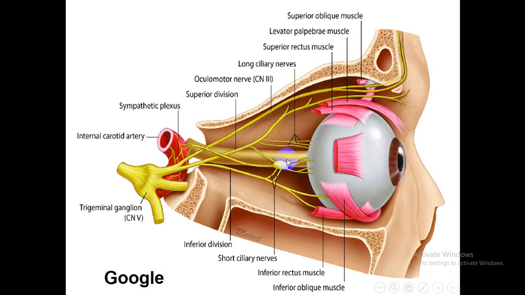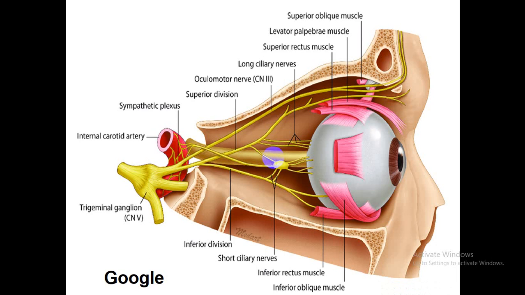It is a small pinhead parasympathetic ganglia present between the lateral rectus, this is the lateral rectus, and the optic nerve, this is the optic nerve. So it is a small pinhead parasympathetic ganglia, and its location is between the lateral rectus and the optic nerve.